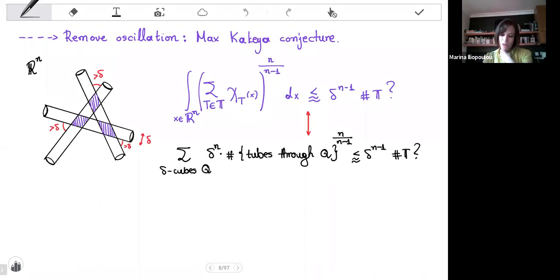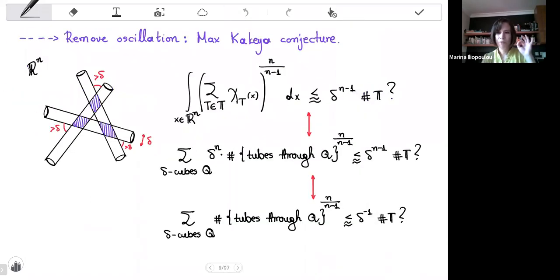Okay, so the left-hand side, we take every little delta cube and we count the number of tubes through it, and we raise it to the appropriate power, and we just multiply with the size of each delta cube at the front. So this is the exact inequality, and I put the deltas all on the right, and this is what I get. For every little cube, I look at the number of tubes through it, and I raise it to the power, and I hope this is small.